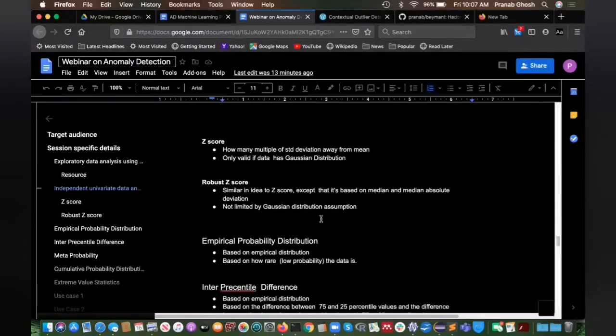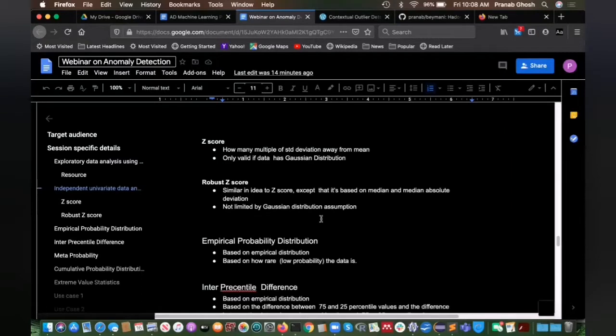So z-score is the most popular and most common one. It assumes that the data has a Gaussian distribution, and whether something is anomalous or not depends on how many multiples of standard deviation the data point is away from the mean. And then you set a threshold, which might be 3. So for example, if you set it to 3, then if it's 3 multiples of the standard deviation away from the mean, it's labeled as an outlier.